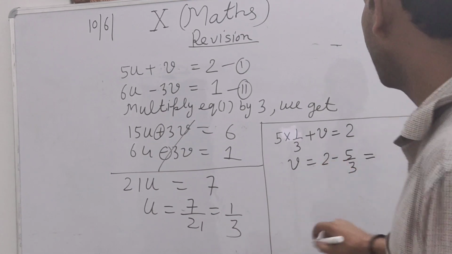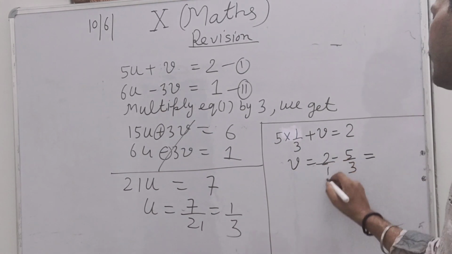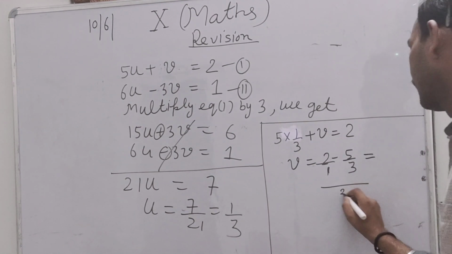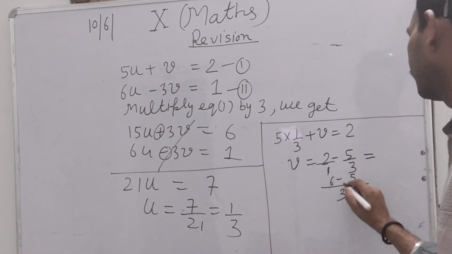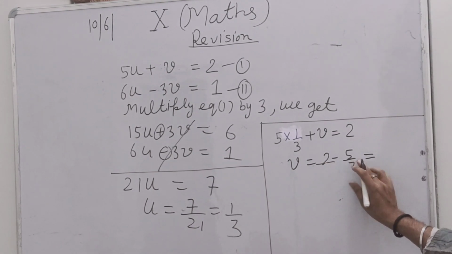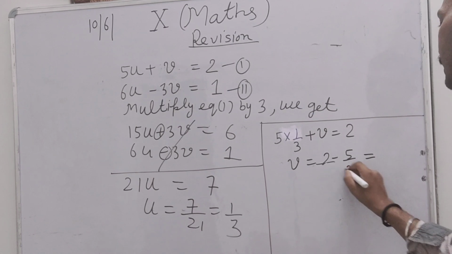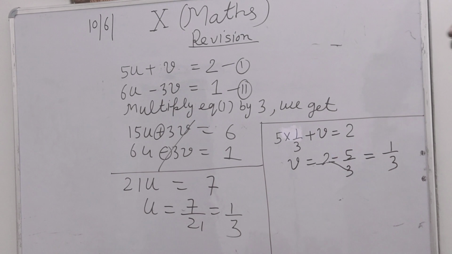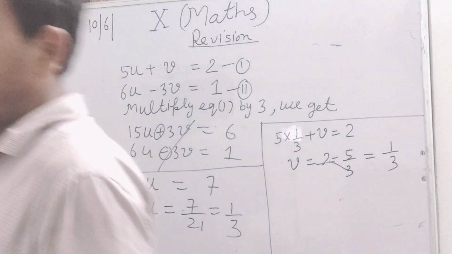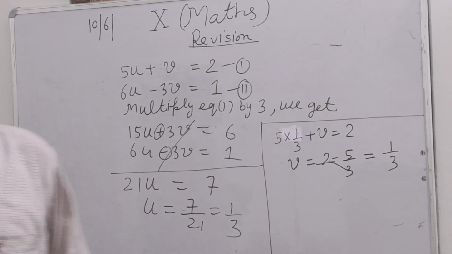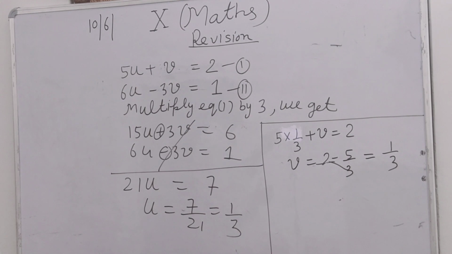It means we will take LCM. See, no need to take LCM as a 3 or 4 standard student would. If there is a whole number 2 and you have to take LCM with 3, 3 twos are 6, 6 minus 5, 1 upon 3. So the value of u is equal to 1 by 3 and the value of v is also 1 upon 3. So again take the screenshot, then after we will solve the question.